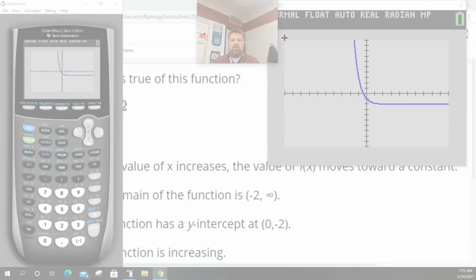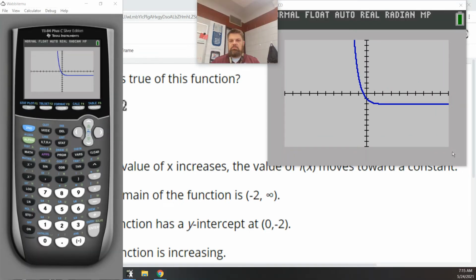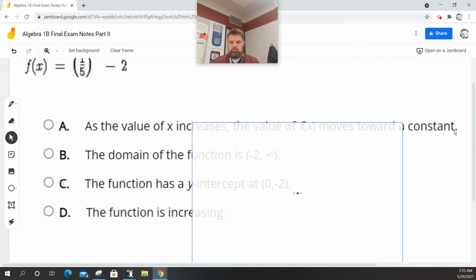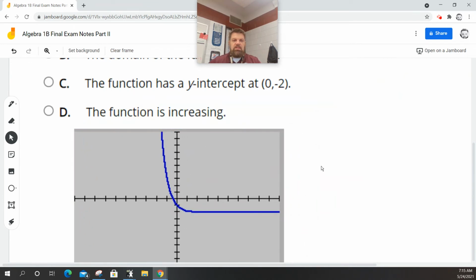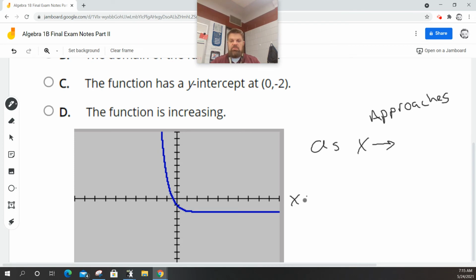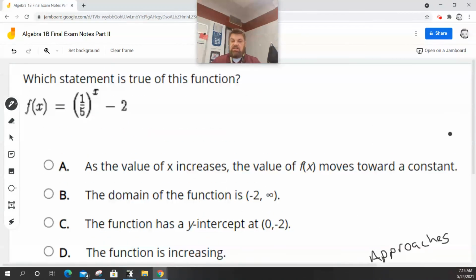And so let's jot that down. So as x approaches, and this arrow sign means approaches, as the x approaches positive infinity, f of x approaches -2, which I saw as option number A.